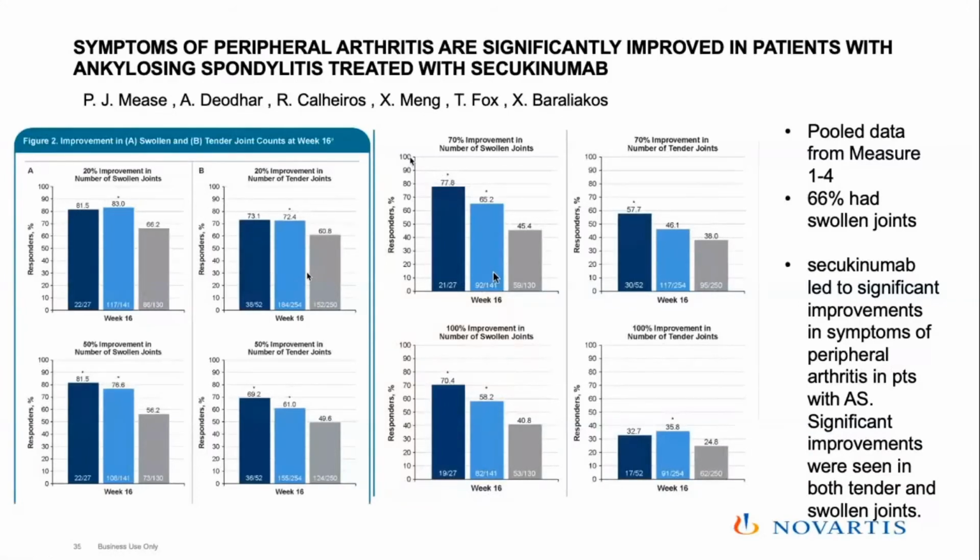So secukinumab led to significant improvement in the symptoms of peripheral arthritis, and more improvement was there in the swollen joints rather than in the tender joints. So joint swelling improved better than joint tenderness.